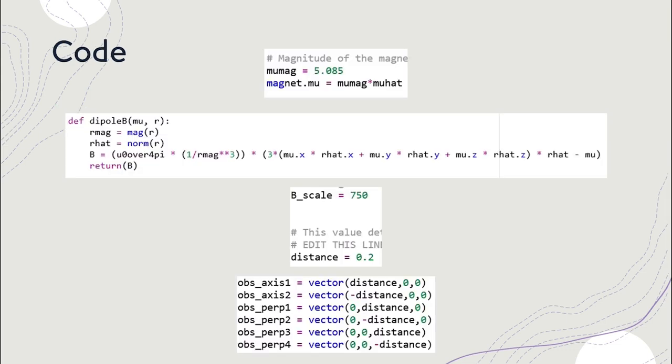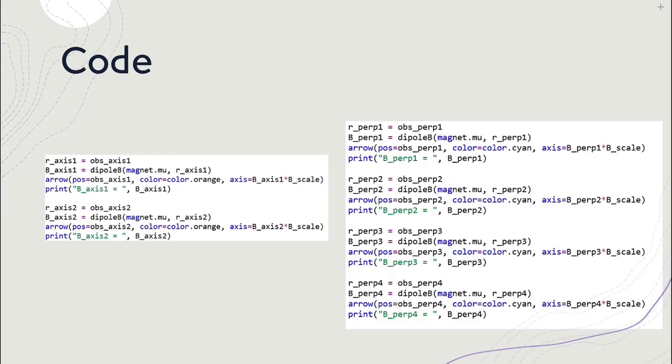So moving on to the code. GlowScript was used to create a computational model for the experiment. Mu mag was entered at 5.1 based on the calculations from before, and the equation used to solve the magnetic dipole was included. I also created observation points that were on-axis and off-axis, which we'll use later. The on-axis points and their corresponding code and arrows are seen on the left. I did the exact same thing for the off-axis values, which are inputted on the right.